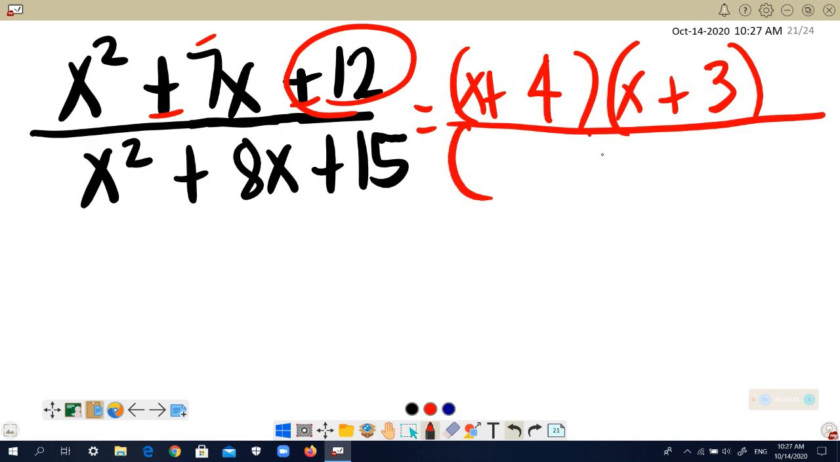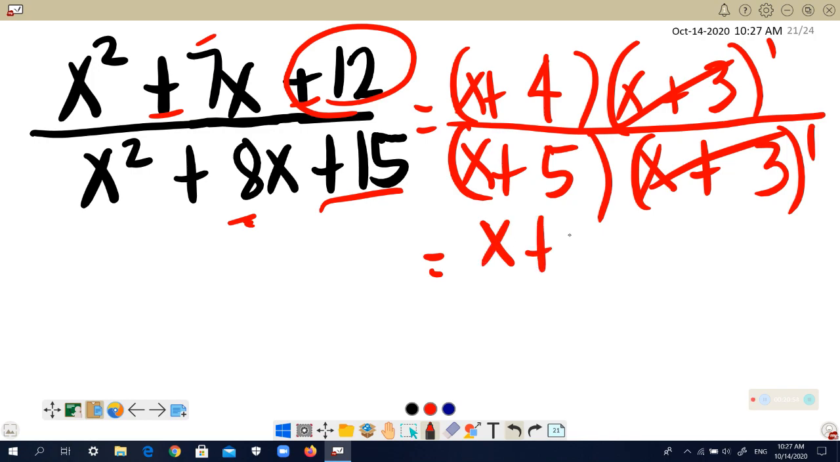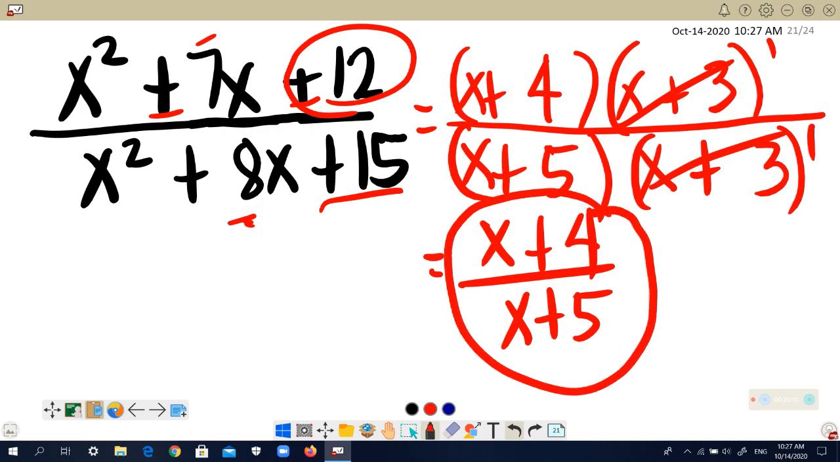All over, same with the denominator, factor out 15. So we have here x plus 5 and x plus 3, because if we combine the product of the outer terms and the inner terms, it is equal to 8x. Then, factor out the common factor. So, obviously, we have here 1, and we are left again with x plus 4 over x plus 5. Again, you cannot cancel out x here because x serves as a term. Okay? So, again, only factors are cancelled, not terms.